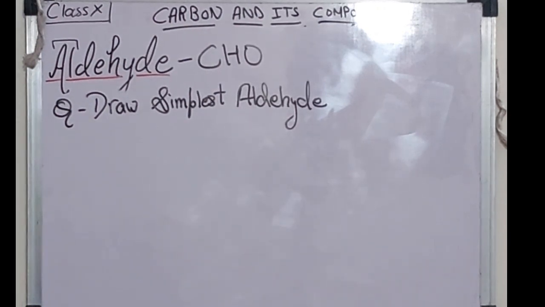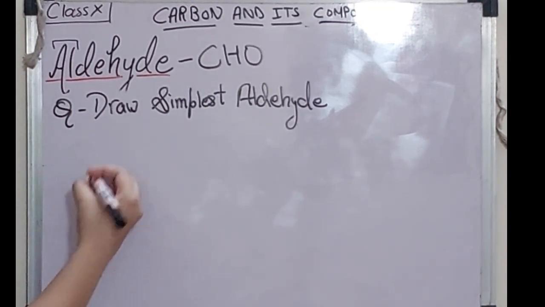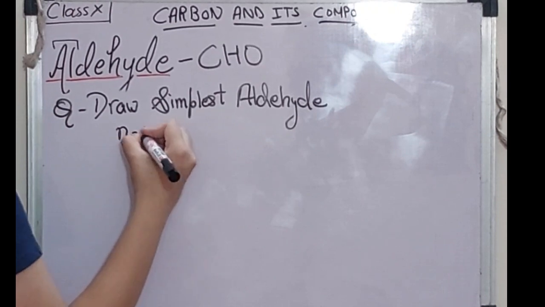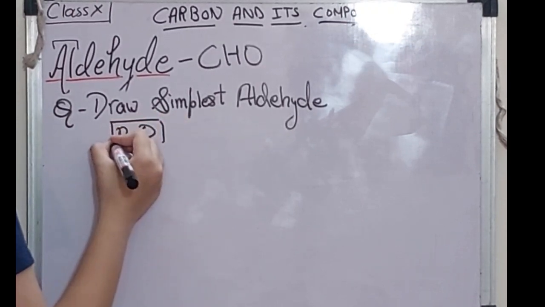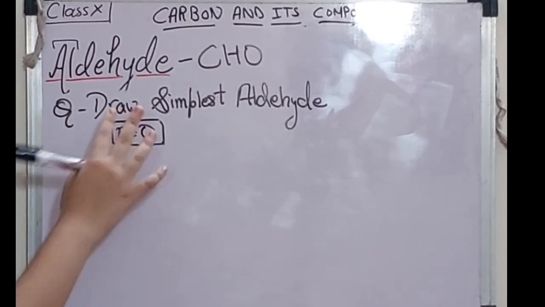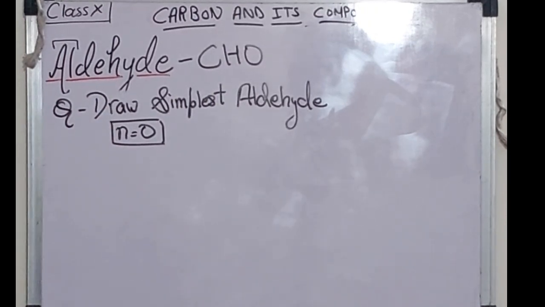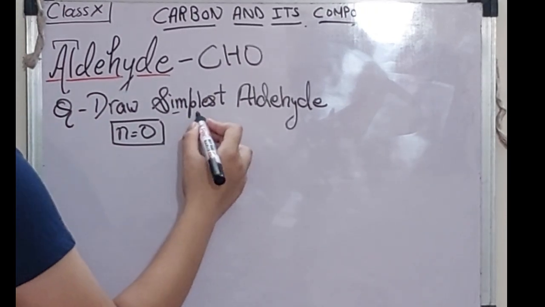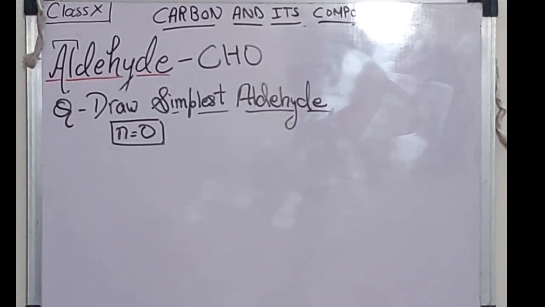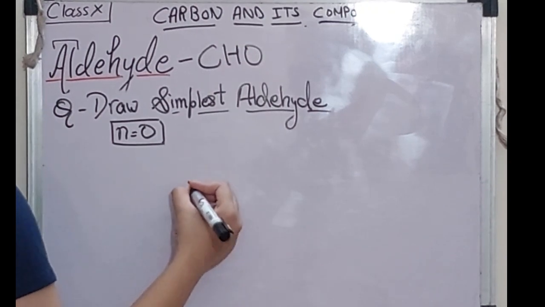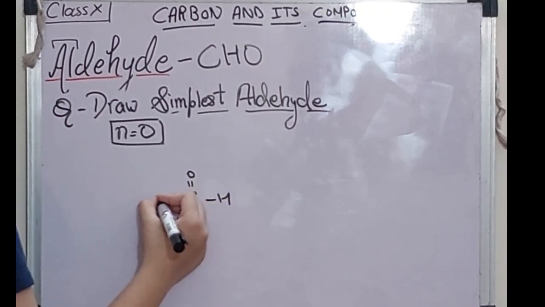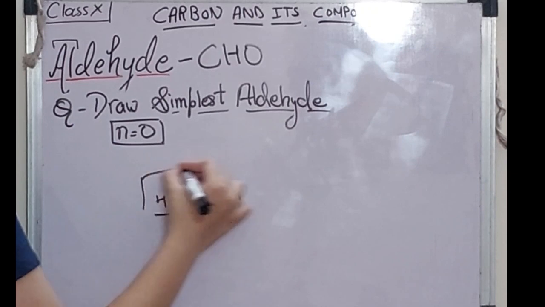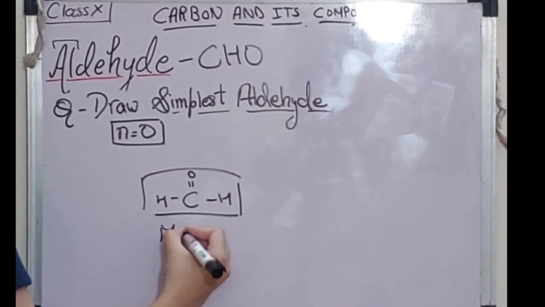So how will you do that? For doing that, you will use this formula. Although even if you don't remember this formula, it is okay. Simplest aldehyde means aldehyde with only one carbon. So you can easily write first C double bond oxygen, hydrogen, and then complete the valency. This is the simplest aldehyde, and it is methanal.